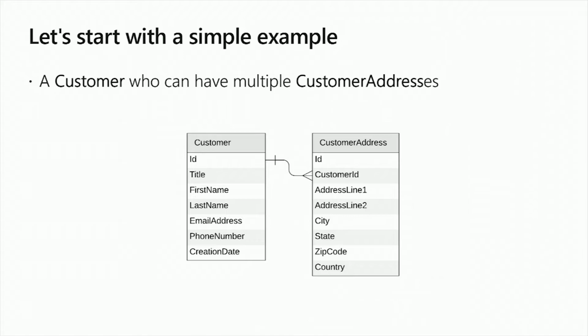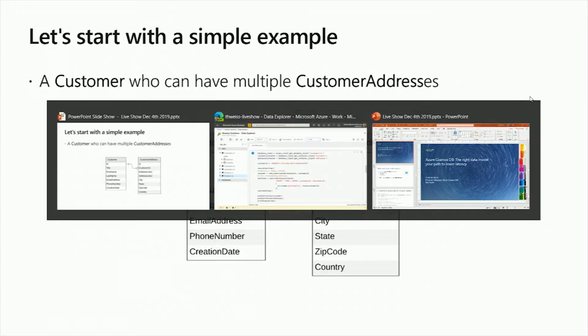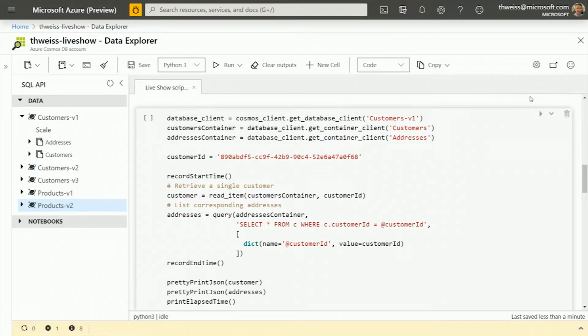Sure. So let's look at a simple example. Here I have a very basic relational diagram showing two entities. I have a customer on the left, and each customer can have multiple addresses on the right. That's your very typical one-to-many relationship. So let's head to the Azure portal, and let's see different ways to actually model that data.